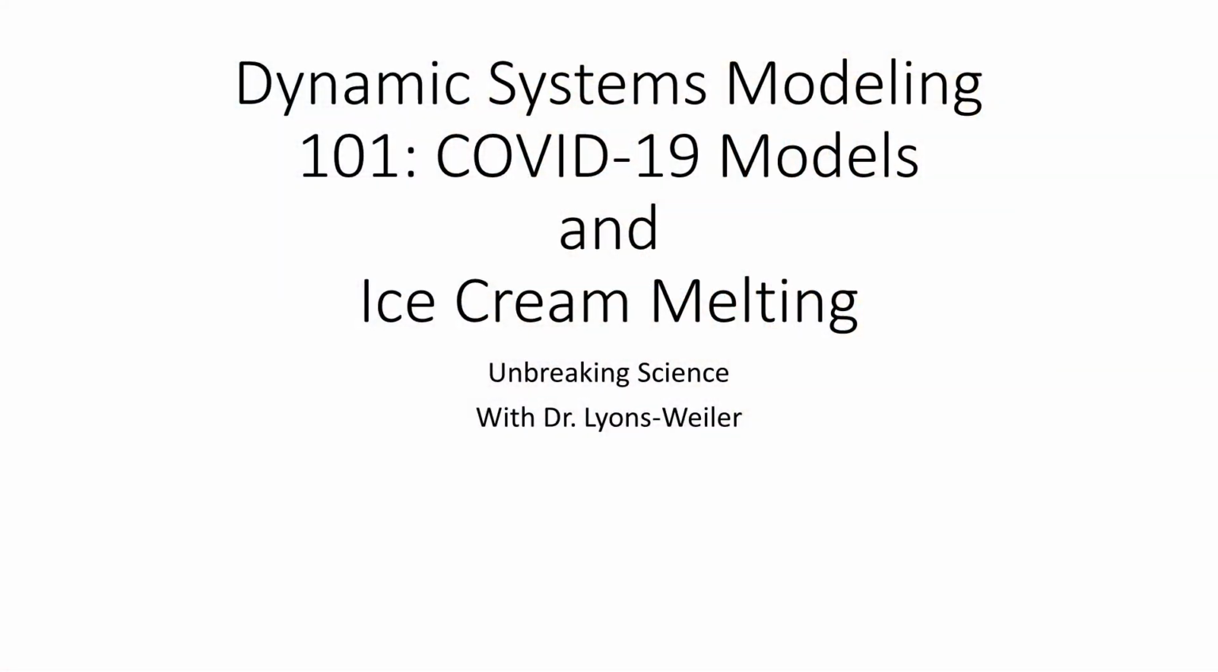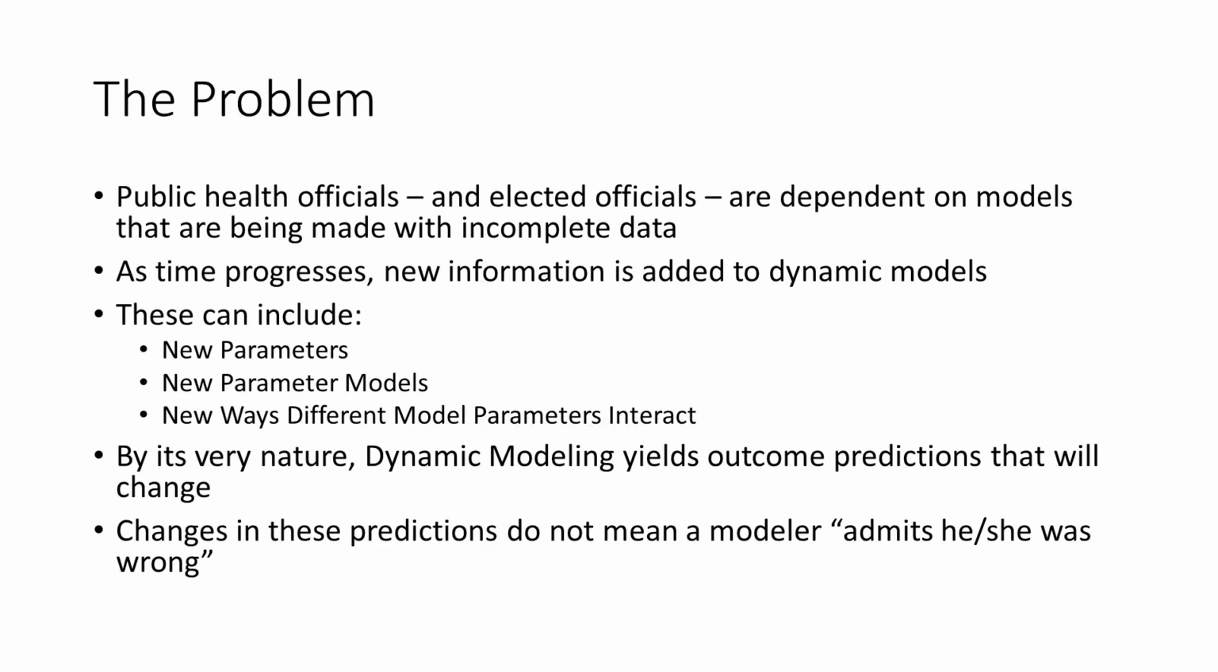And so the problem here is that public health officials and elected officials are totally dependent on models that are being made with incomplete data. And as time goes, we're in uncharted territory here with respect to this. As time progresses, new information is added to dynamic models. That makes them dynamic models in part. The other thing that makes them dynamic models is that the actual parts of the model actually interact with each other and change the direction of their impacts on outcomes. And this new information can include new parameters and new parameter models. I'll define what these are, and new ways that the different parameters can interact.